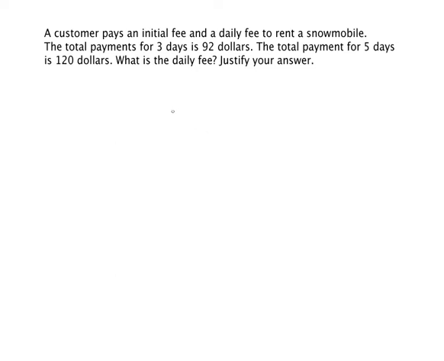With the customer pays initial fee problem for the renting of a snowmobile, when we look at this, what we find is we have two coordinate pairs, and we have our x and our y. With this one, we have days and dollars as our labels. So if we think about the problem, we want to find out what the independent variable is, or what comes first for our x.